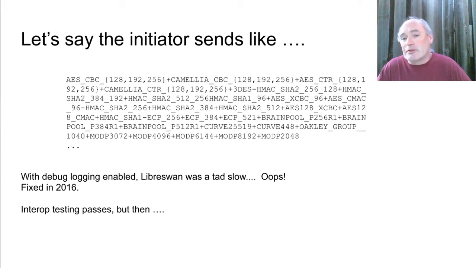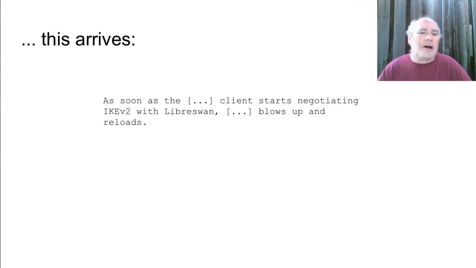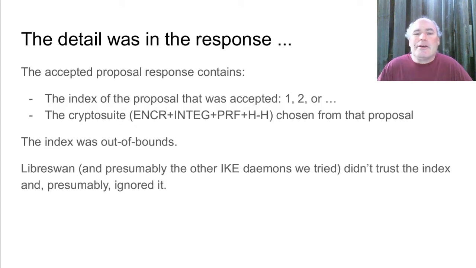We tested it, did interop testing with Libreswan itself, interop testing with old and new versions, tried out Strongswan, everything seemed happy, might have even tested Windows. Life was pretty good. But then, you get this email. Well, as soon as the client starts negotiating IKEv2 with Libreswan, it blows up and reloads. Probably our fault. Actually my fault, since I did this code. But, yeah, something smells. So, the details were in the response.